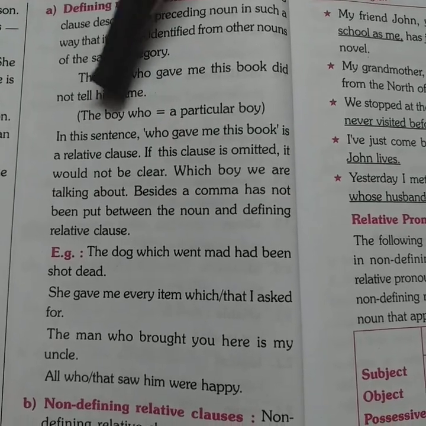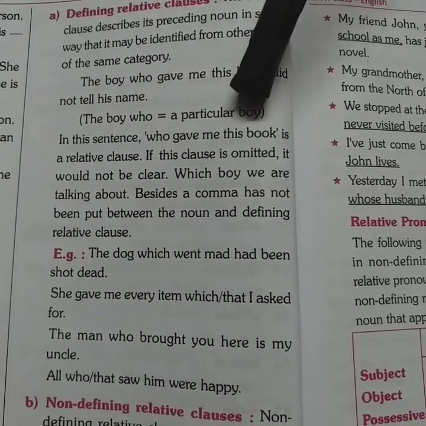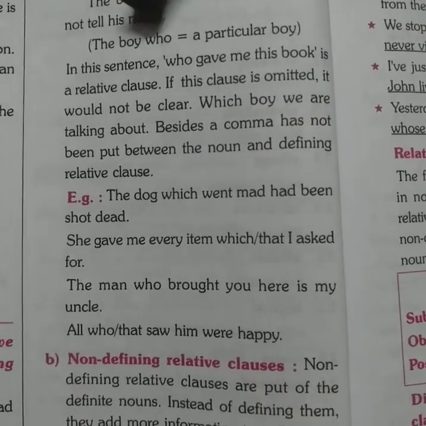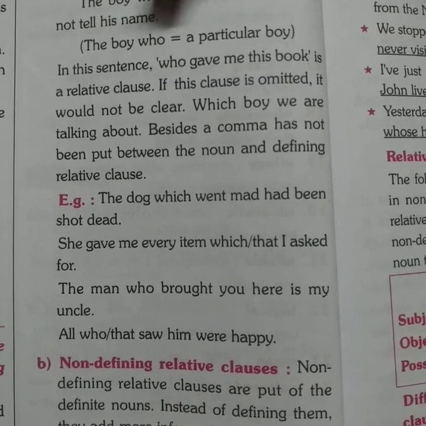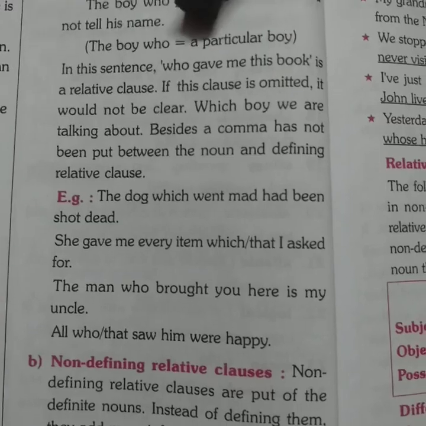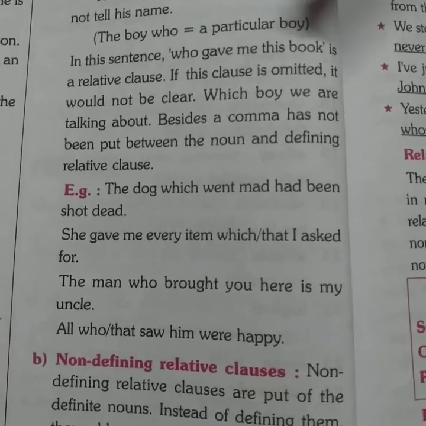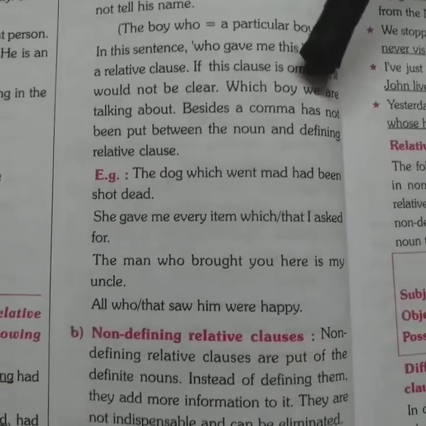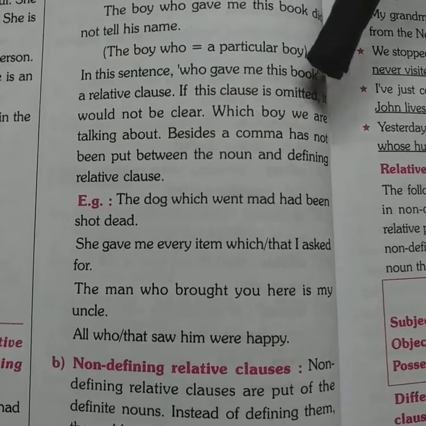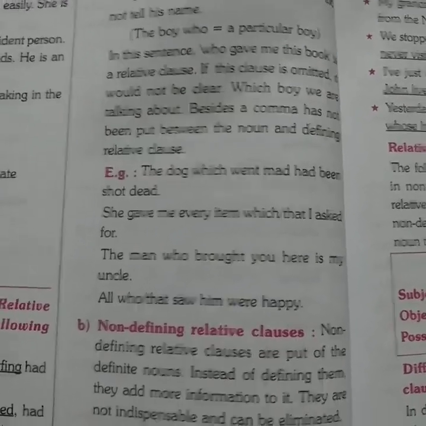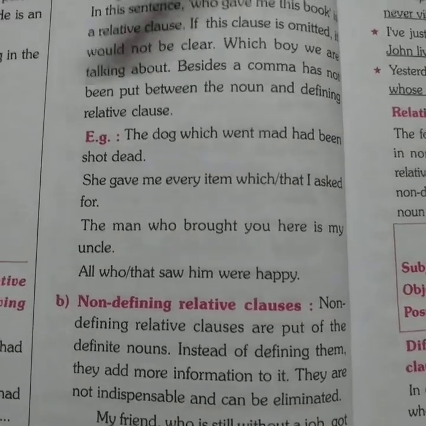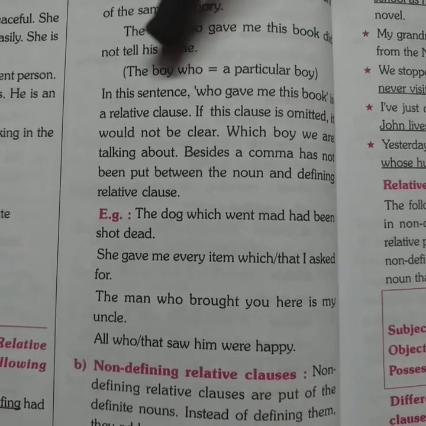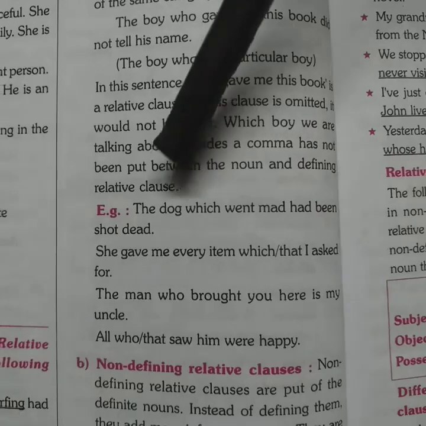So this boy, here who refers to a particular boy, we don't know about that boy. So here the noun is defined. The boy, which is the noun, is defined with the word who. That's why it's called a defining relative clause. And if this clause is omitted, it would not be clear which boy we are talking about. We don't know, because there are many boys. But particularly it states about the boy who gave me this book, and he is the boy who didn't tell his name. Understood? So let us go to another example.